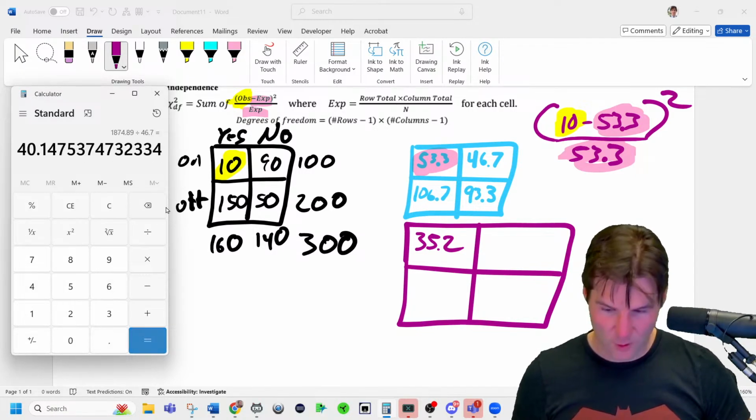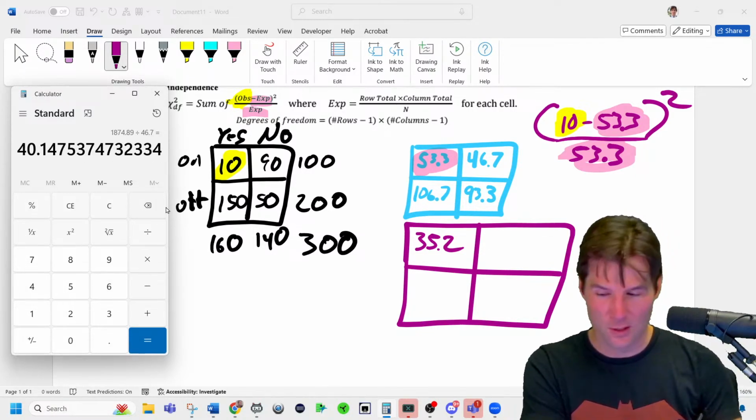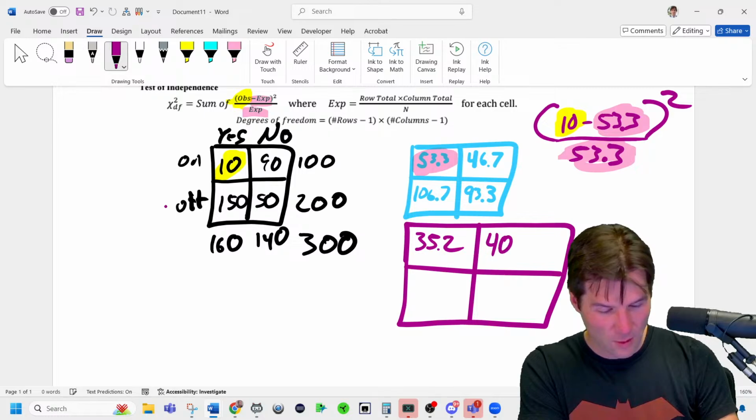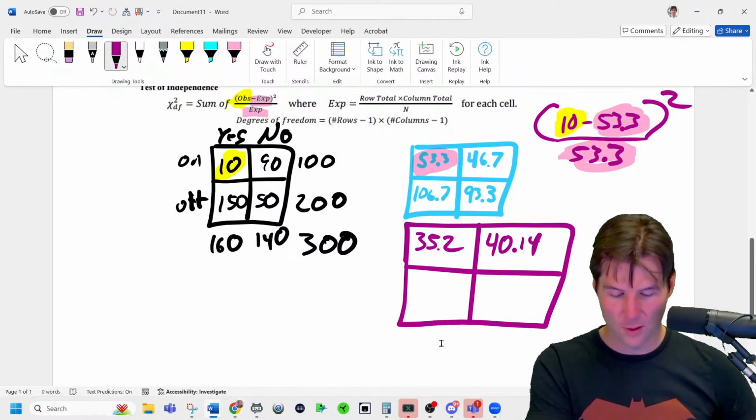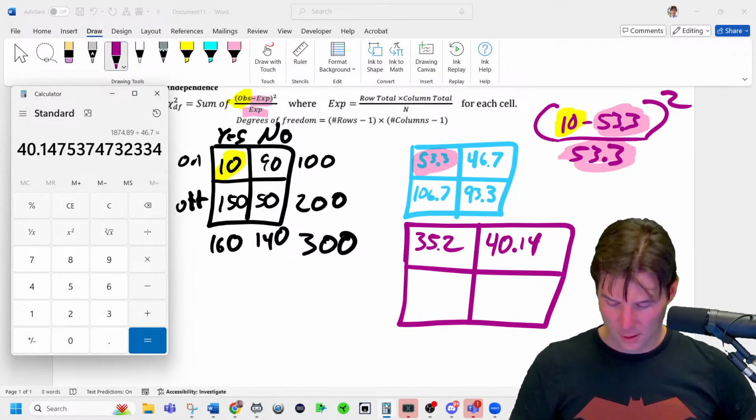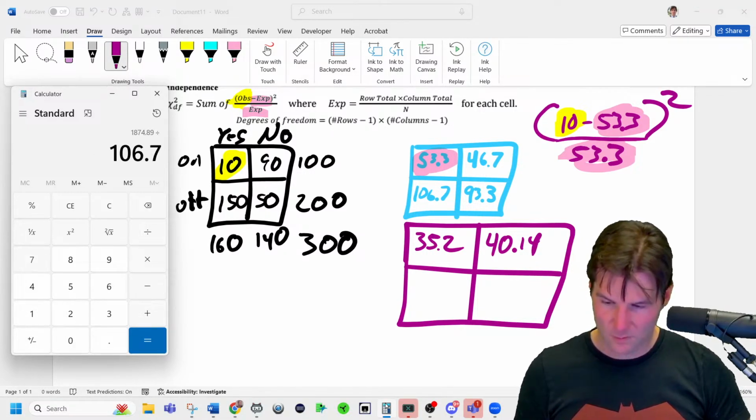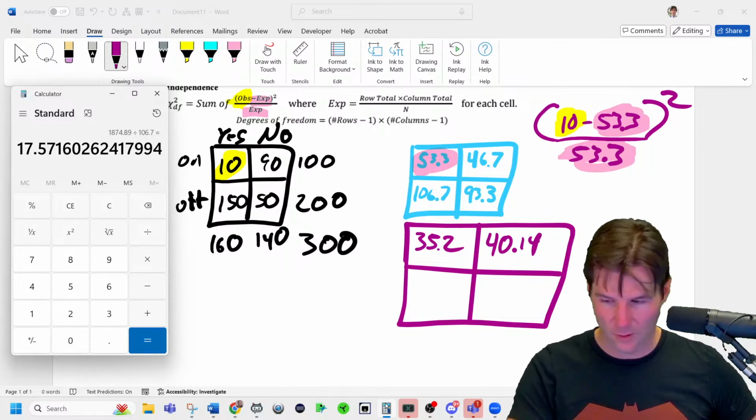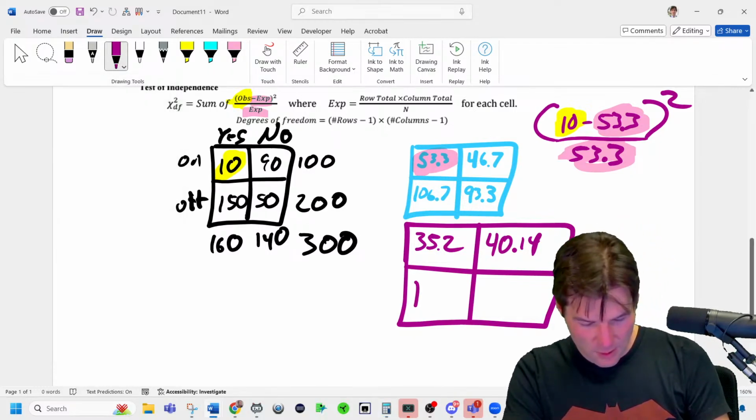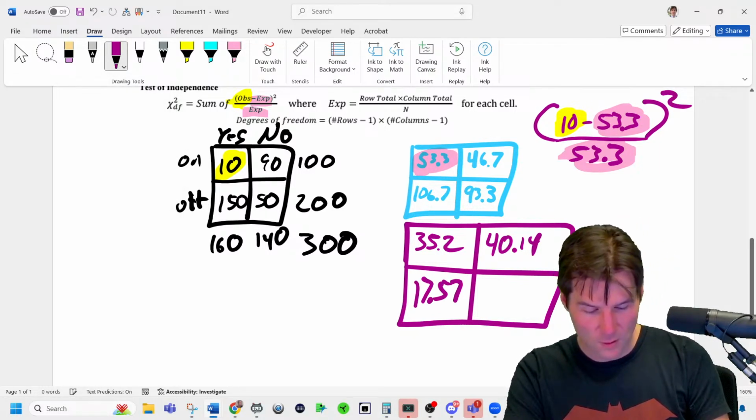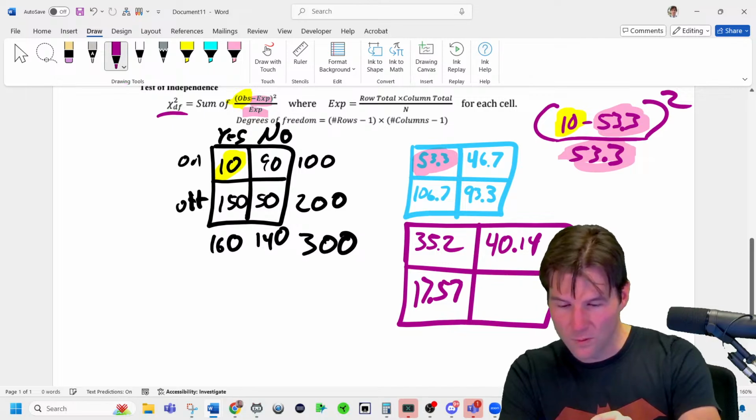And 46. What do you do when you get all the cell chi-squareds? Observed 150, subtract 106.7, square it, divide by 106.7. What do you do with all the cell chi-squareds? 17.57. What do you do with all the cell chi-squareds when you find them all?